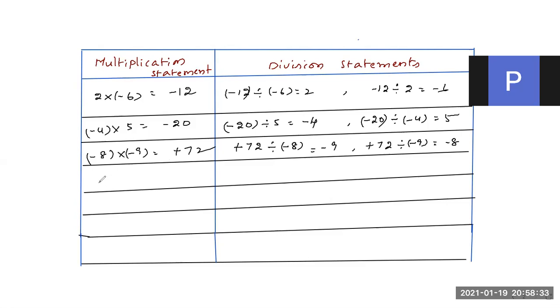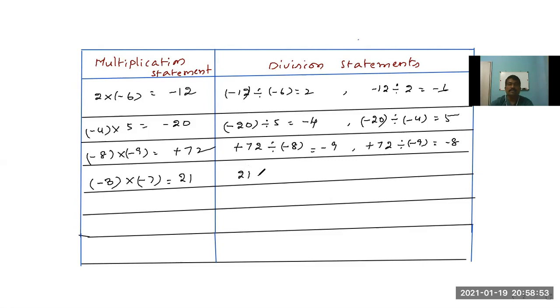Now, children, I am going to take another, minus 3 into minus 7, which is equal to plus 21. Now it can be written in division: 21 divided by minus 7 is equal to minus 3, or 21 divided by minus 3 is equal to minus 7. Like that you do these problems: minus 8 into 4, 5 into minus 9, and minus 10 into minus 5. These are the homework for you.